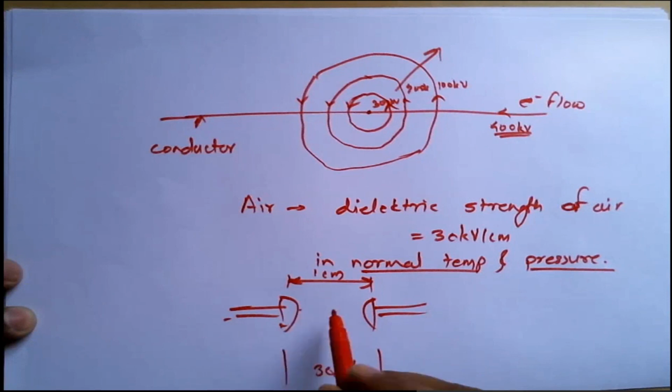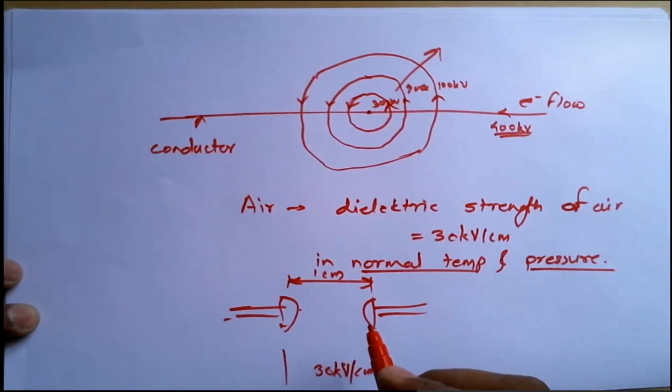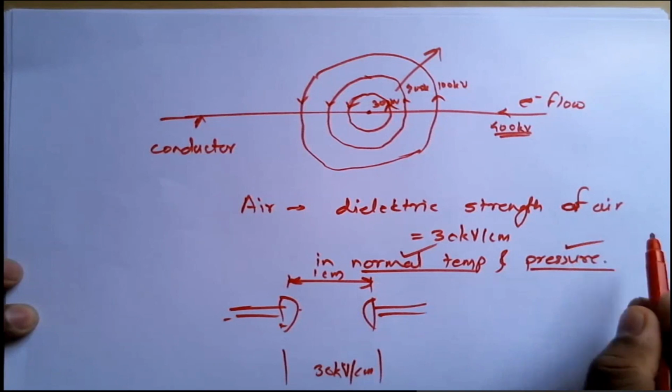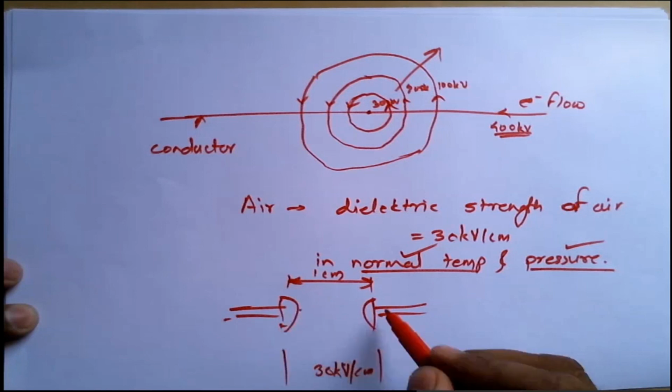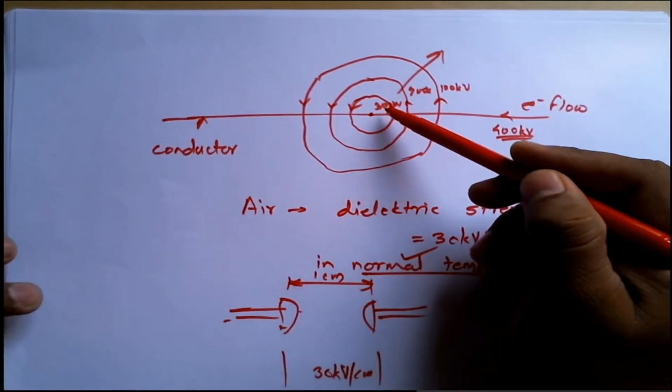then the air inside this sphere gap will get ionized, right? And a cracking noise will be produced over here. So whenever, at normal temperature and pressure, there is a 30 kV per centimeter potential difference between 2 points, that air gets ionized and a cracking noise takes place. The same happens in the case of a transmission line.